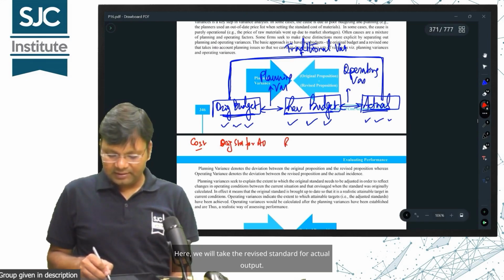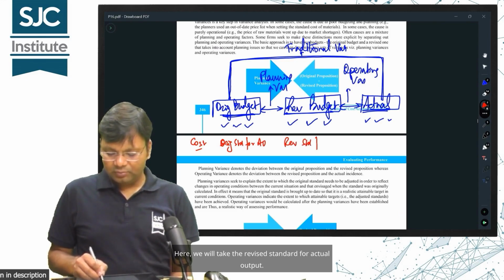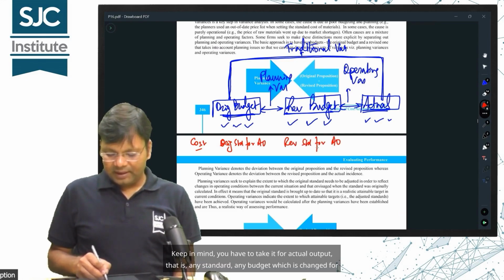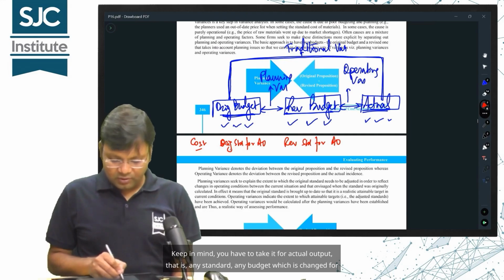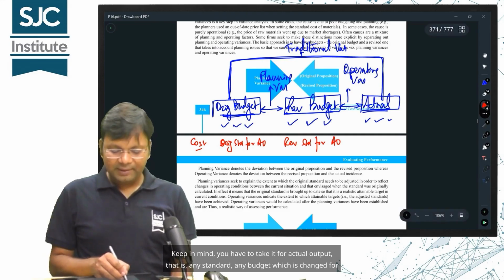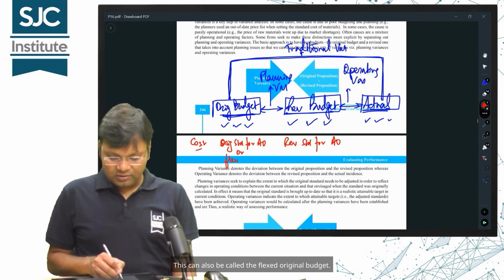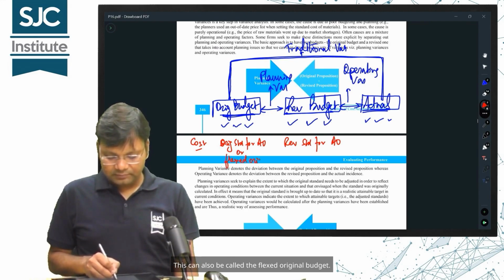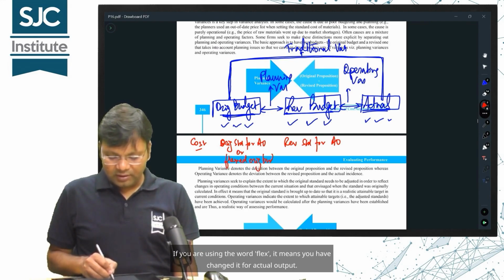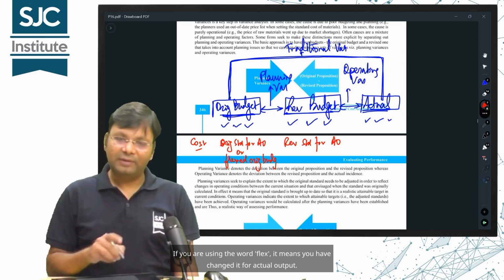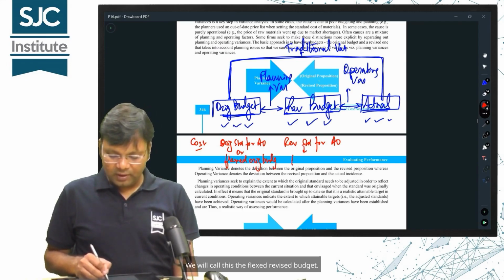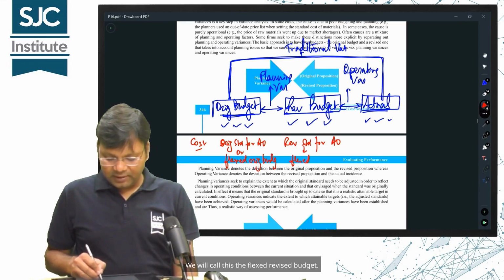Here, we will take the revised standard for actual output. Keep in mind, you have to take it for actual output, that is, any standard, any budget which is changed for actual output. This can also be called the flexed original budget. If you are using the word flex, it means you have changed it for actual output. We will call this the flexed revised budget.